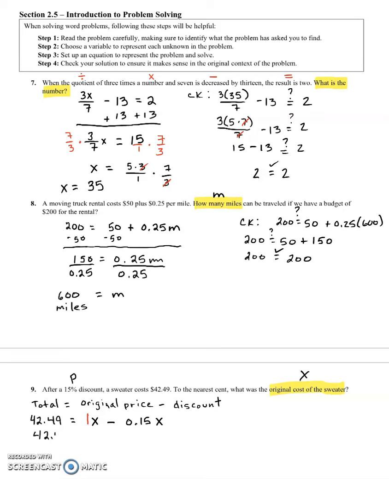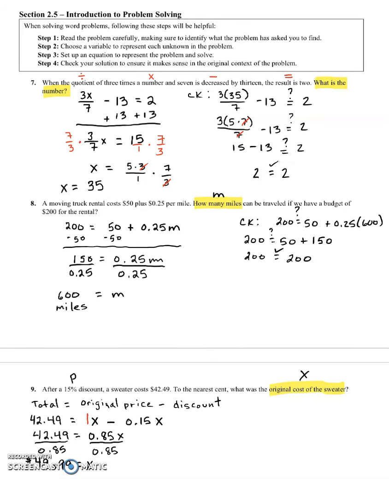So 42.49, 1 minus 0.15 is 0.85. So we have 0.85x. Then using the multiplication property of equality, we divide by 0.85. And we get X equals $49.99. So $49.99 for the original cost of our sweater.